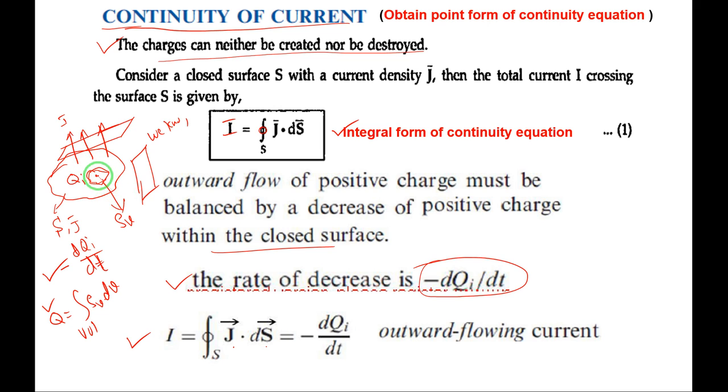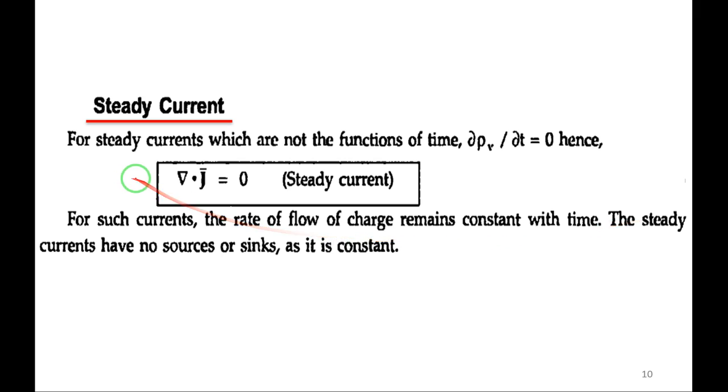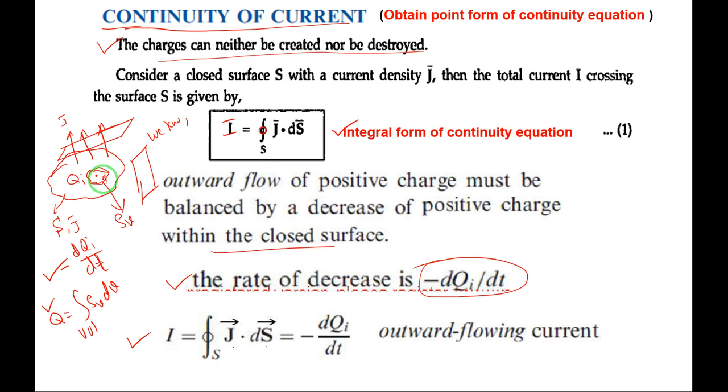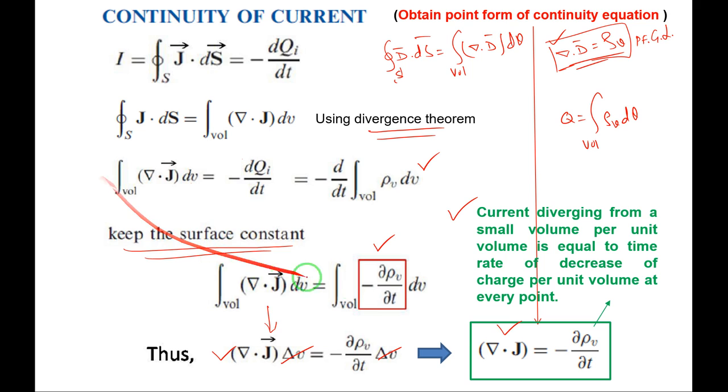So the divergence of the current density is the current flowing out of this smaller volume. The current diverging from a small volume is equal to what? The rate of decrease of volume charge within the smaller volume. If the charges are moving out of this smaller volume, there is a decrease in the volume charge rho v here. That is indicated by minus dou rho v by dou t. I hope you understood. This equation we call the point form of the continuity equation.